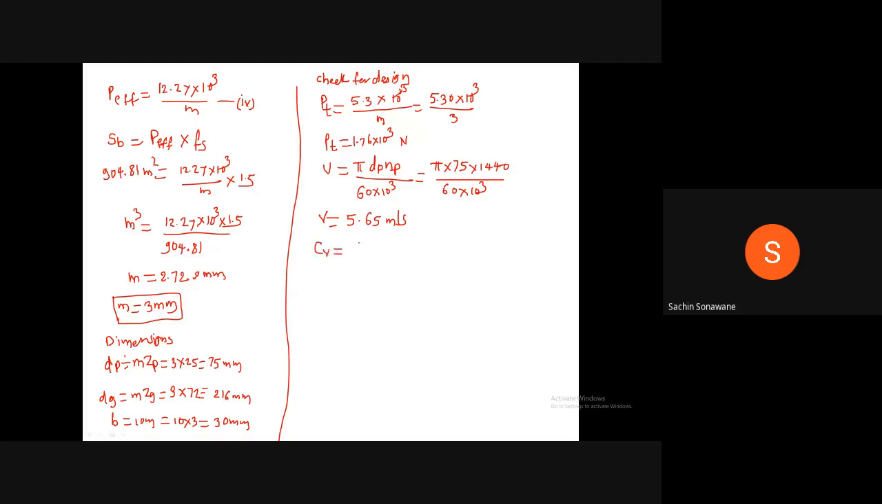Now calculate CV. CV is equal to 6 divided by 6 plus V. Substitute the value of V here. Therefore, 6 divided by 6 plus 5.65, which gives CV equal to 0.51.